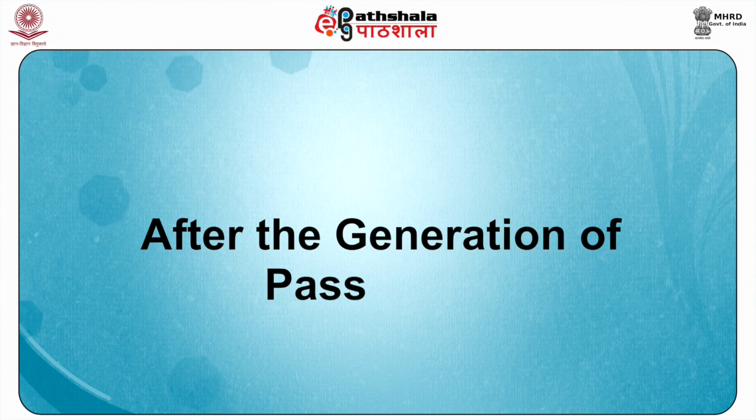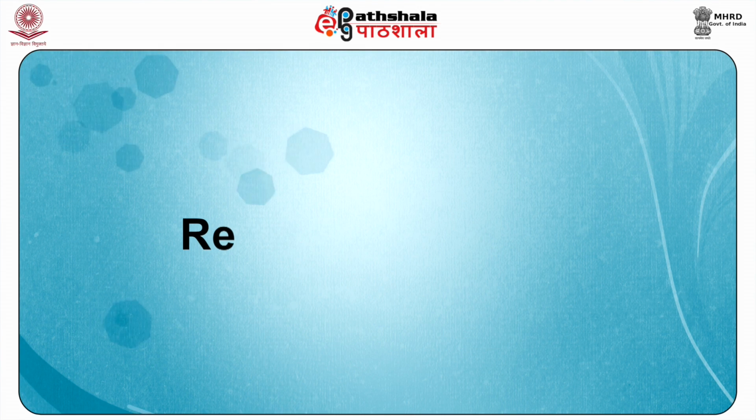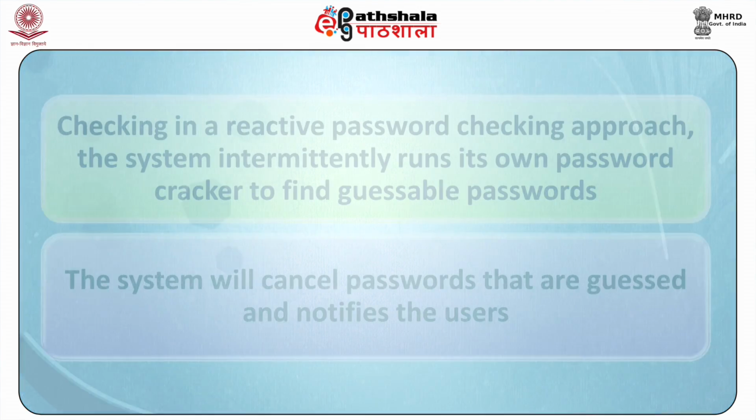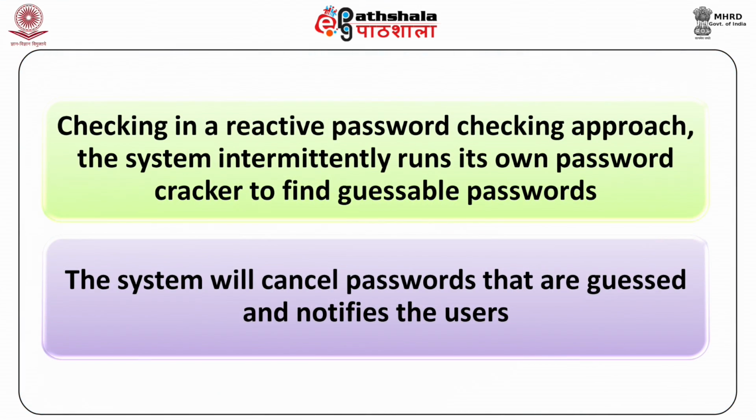The next is after the generation of password. In this, there are certain categories, and the first one is reactive password checking. In the reactive password checking approach, the system intermittently runs its own password cracker to find guessable passwords. The system will cancel passwords that are guessed and notify the user. The disadvantages are that it consumes a lot of resources, and hackers can also use this strategy to find weak passwords if they get a copy of the password file.